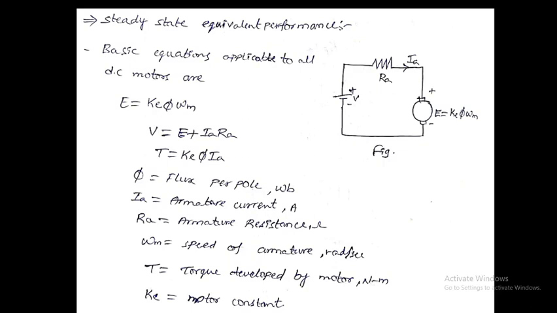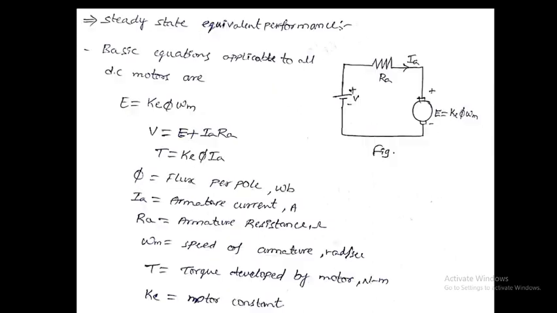These three equations are very important. Almost throughout the DC drives we will use these three equations. Here phi is the flux per pole in Webers, Ia is the armature current in amperes, Ra is the armature resistance in ohms, omega m is the speed of the armature in radians per second, torque T is the torque developed by the motor in Newton meter, and Ke is the motor constant.